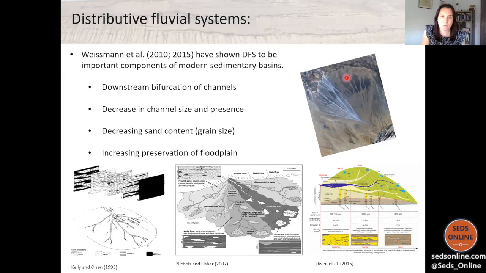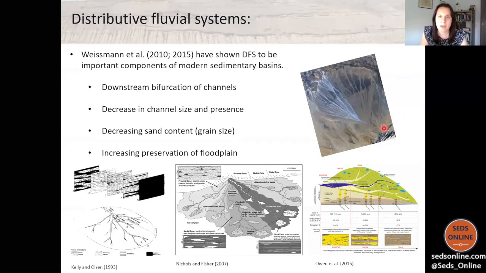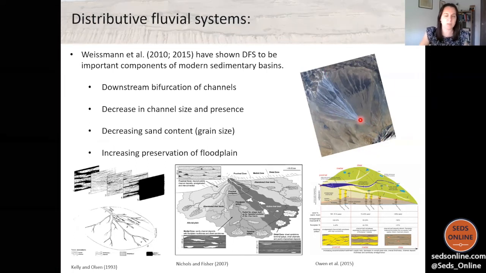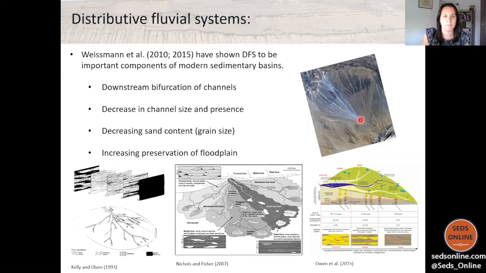So I've got an example of a really nice DFS in here. This is from the Tarim Basin. And we can see in here, this is our mountain region. This is where the river would have been confined in the valley system. And then it hits the sedimentary basin, and it suddenly has area to expand over. This one's got a nice radial pattern. And as we can see, as we go downstream, it's no longer confined and it starts to bifurcate.